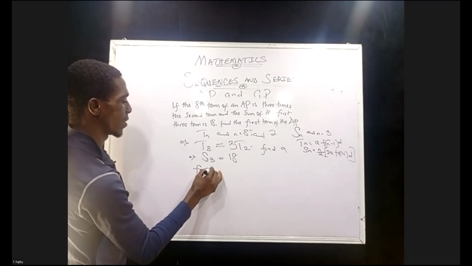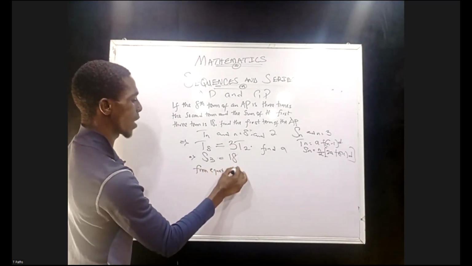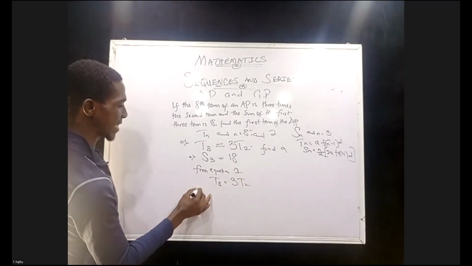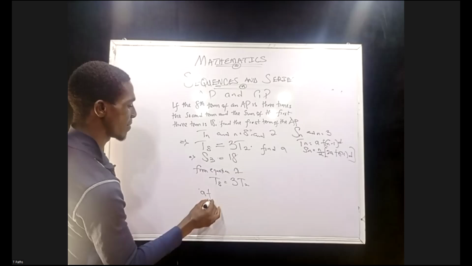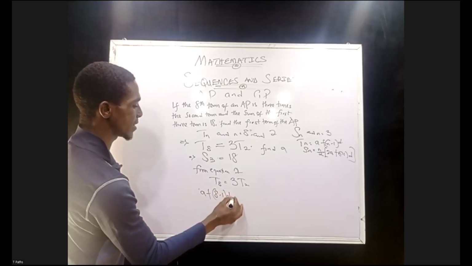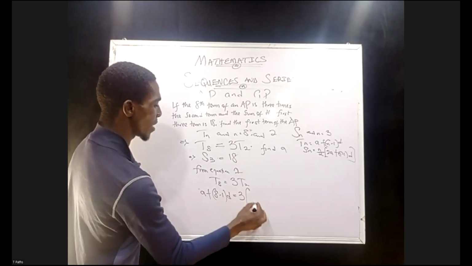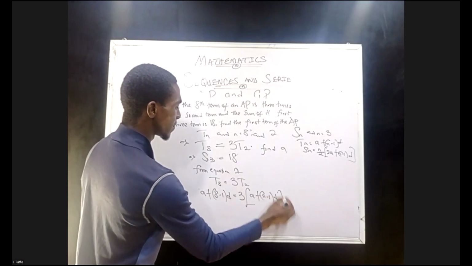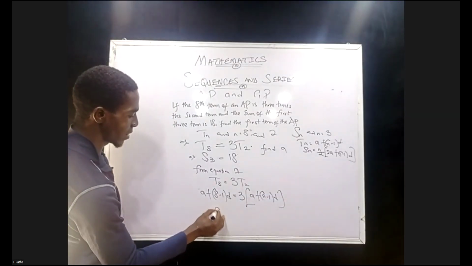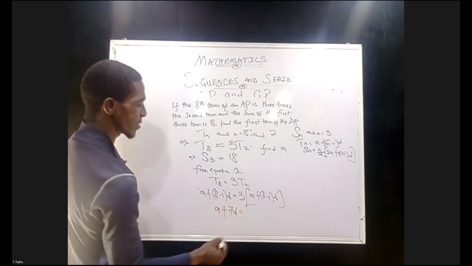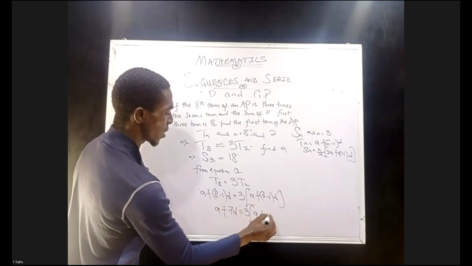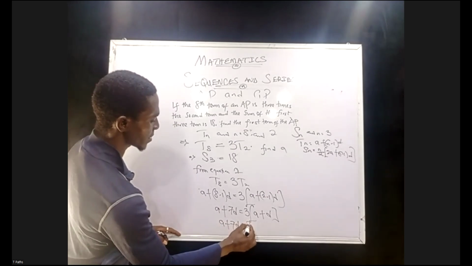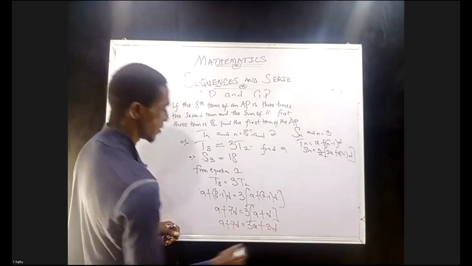From equation 1, T8 equals 3 times T2. Now, what is T8? That is the 8th term, which is a plus (8 minus 1) times d, equals 3, open a big bracket. The second term says a plus (2 minus 1) times d. We close the bracket. So let's express this one: a plus 7d equals 3 in the bracket of a plus d. We close it. Then finally, I have a plus 7d equals 3a plus 3d.